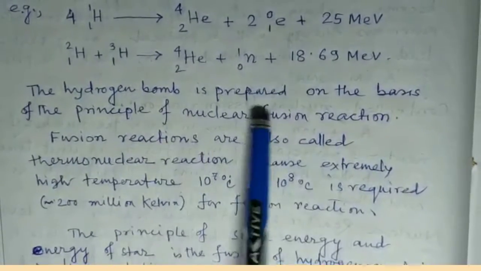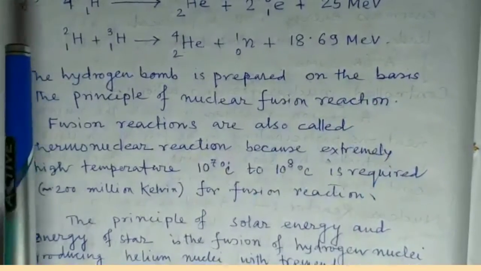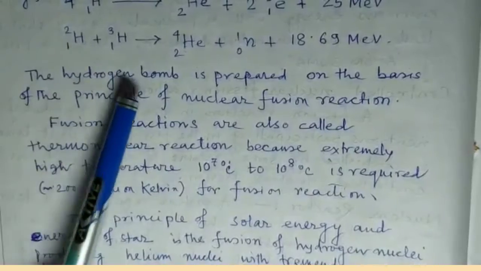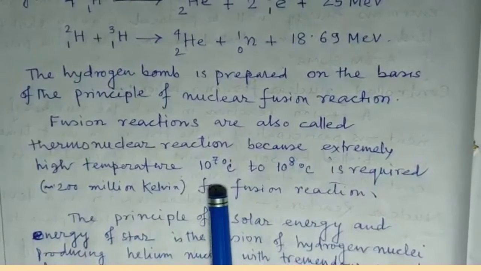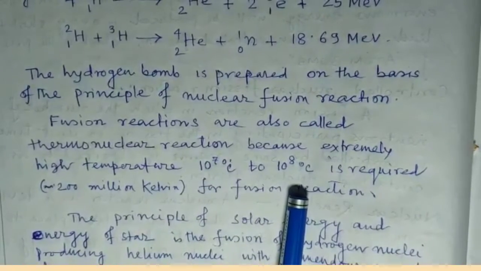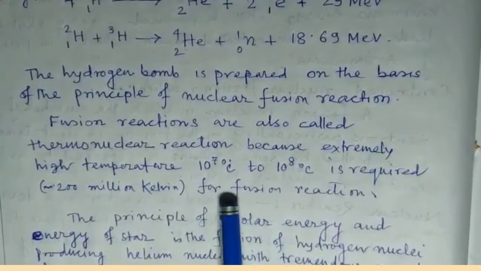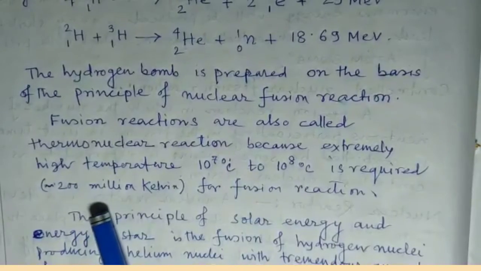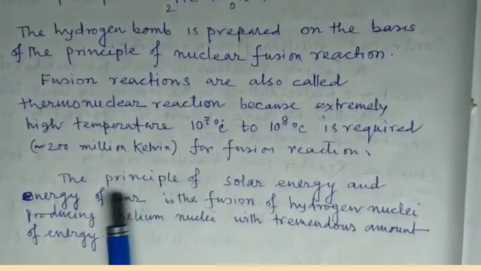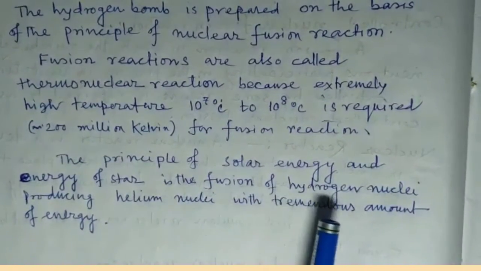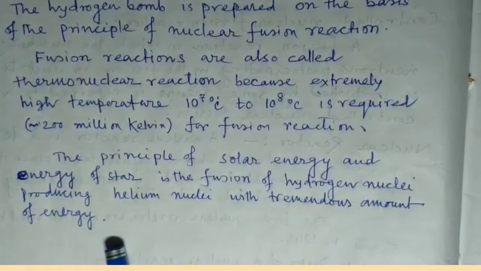The hydrogen bomb is prepared on the basis of this principle of nuclear fusion reaction. Actually, fusion reactions are called thermonuclear reaction because extremely high temperature, as for example 10 to the power 7 degrees centigrade to 10 to the power 8 degrees centigrade, that is 1 crore degrees centigrade, is required for fusion reaction. It is near about 200 million Kelvin. The principle of solar energy and energy of star is the fusion of hydrogen nuclei producing helium nuclei with tremendous amount of energy.